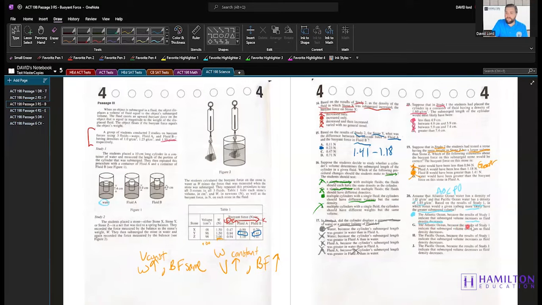The Atlantic Ocean, because the results in study 1 indicate the submerged volume decreases as the fluid density decreases. Well, that is not true. So we can cross off G. H, the Pacific Ocean, because the results of study 1 indicate the submerged volume increases as fluid density decreases.